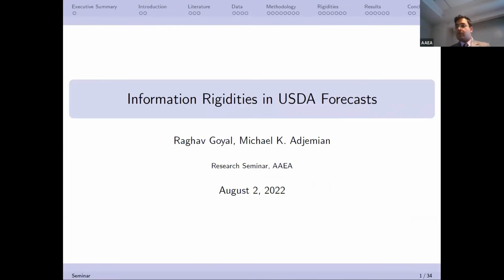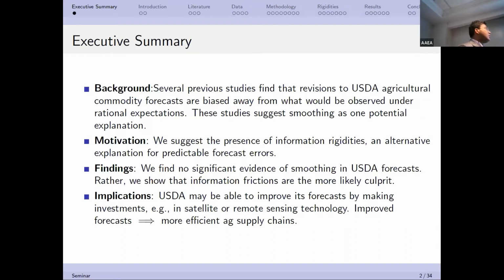Good afternoon, everyone. Today I'll be discussing the paper on information rigidities in USDA forecasts. This is joint work with Dr. Michael Echemian at the University of Georgia. Before going into the technicalities, I'll provide a brief executive summary.